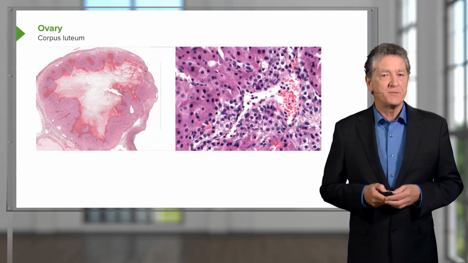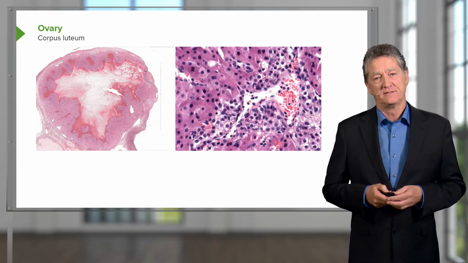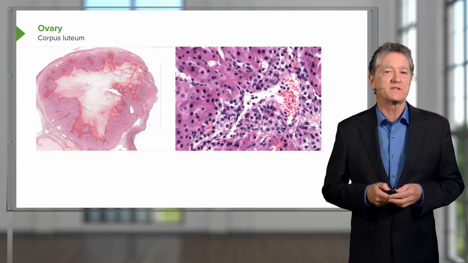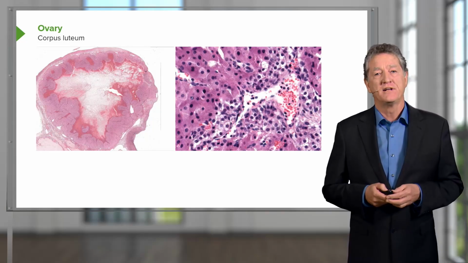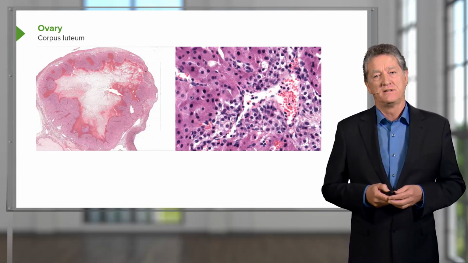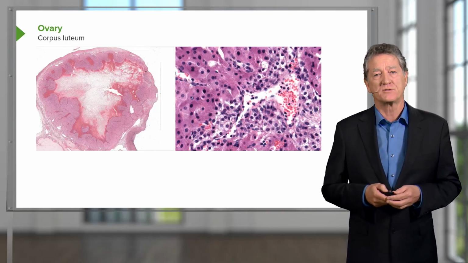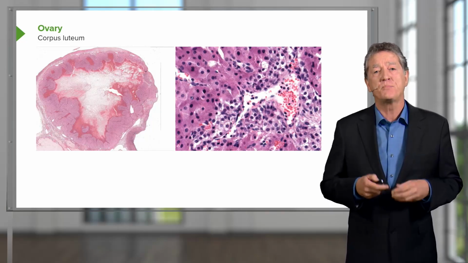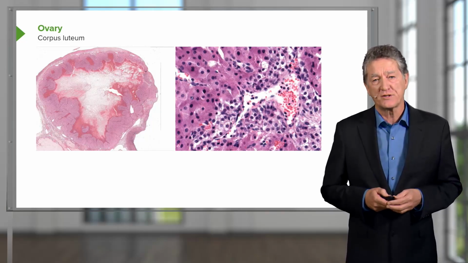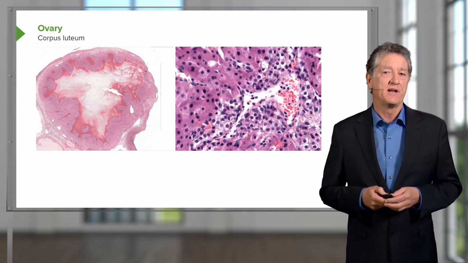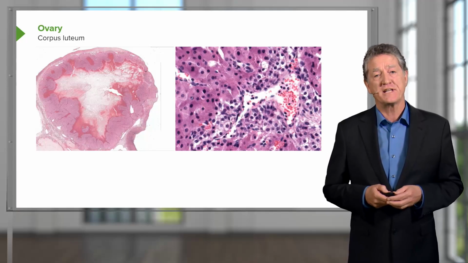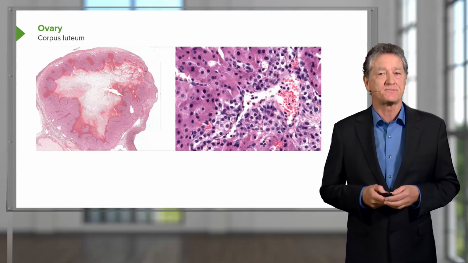Now the corpus luteum just means yellow body, because when you look at the corpus luteum in fresh ovary tissue, it just looks yellow. And that's because all those lutein cells have accumulated cholesterol stores, lipid droplets, that are important as a precursor for producing progesterone and for producing estrogen. So that's why it's called the yellow body.